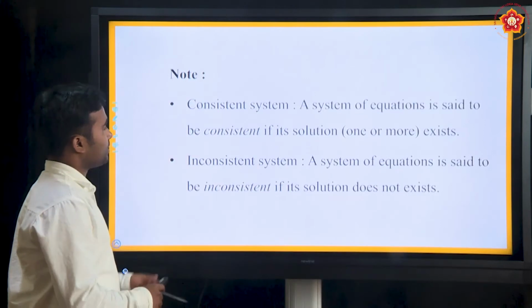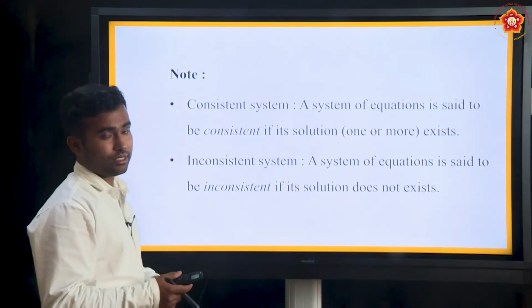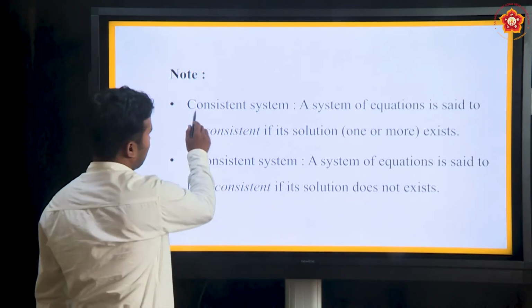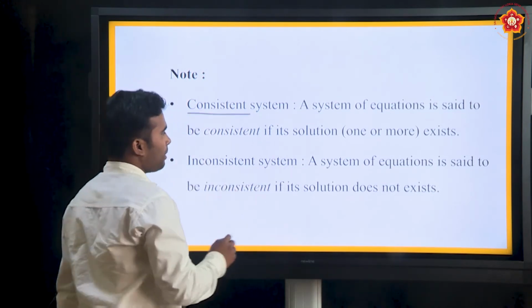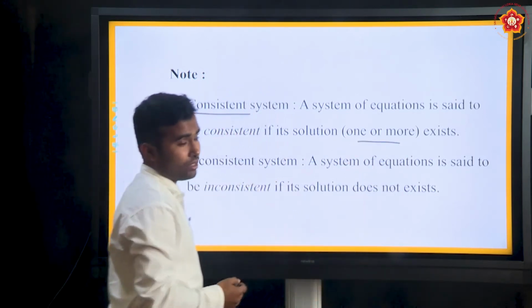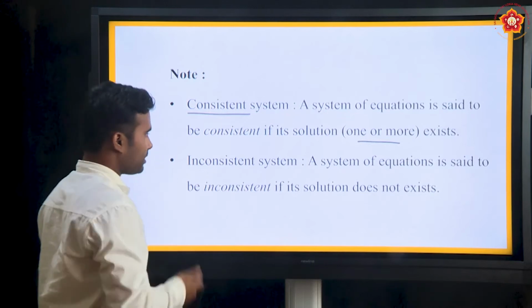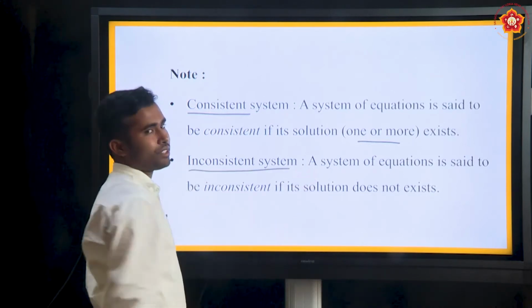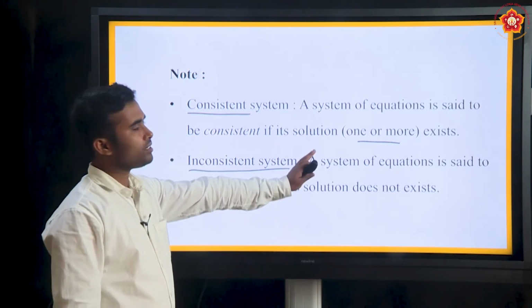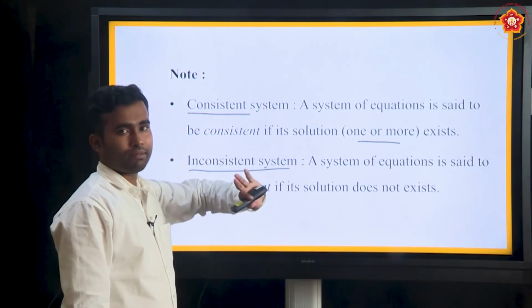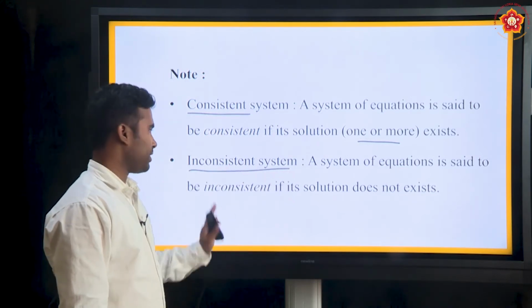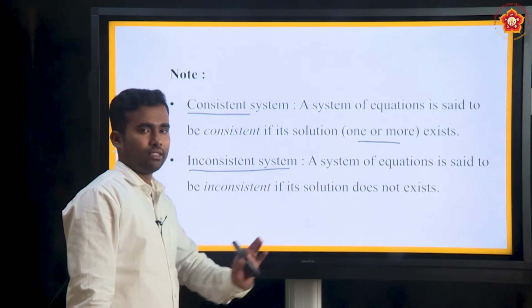Next, I just told you what consistency and inconsistency are. If the system of equations is consistent, then a solution does exist. Suppose the solution does not exist, then we say the system of equations is inconsistent. In simple terms, remember this: if the solution exists, the system of equations is consistent; if the solution does not exist, it is inconsistent.